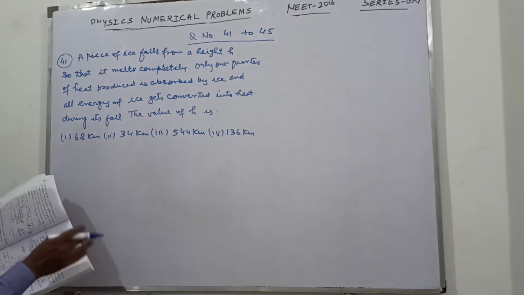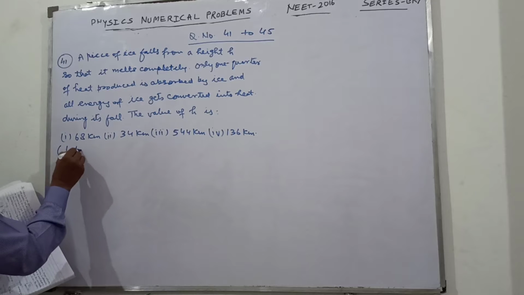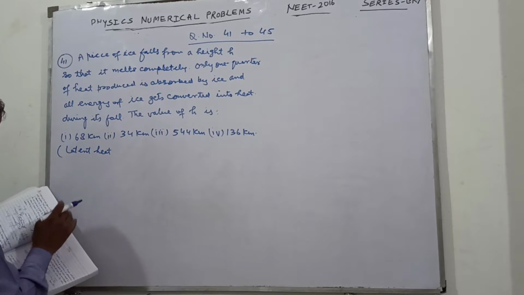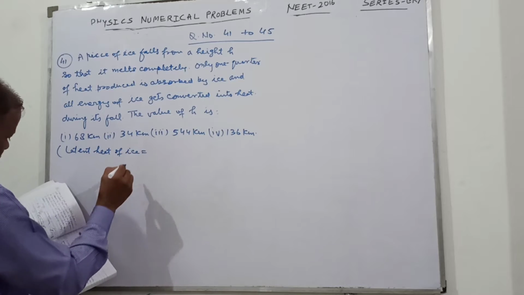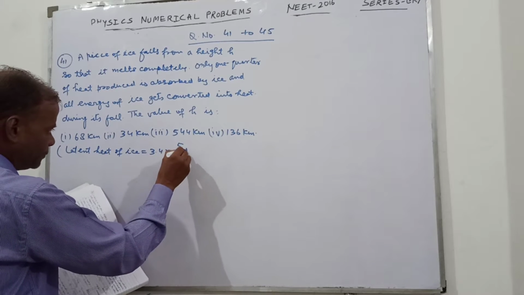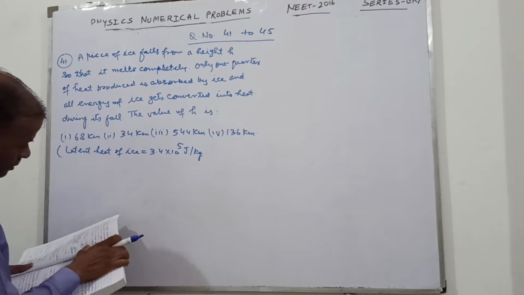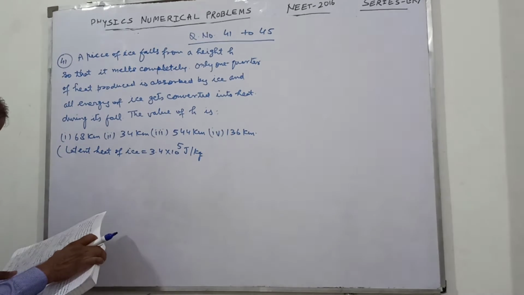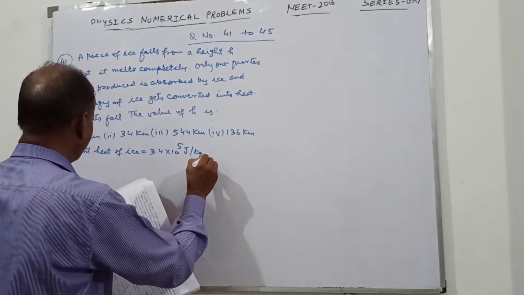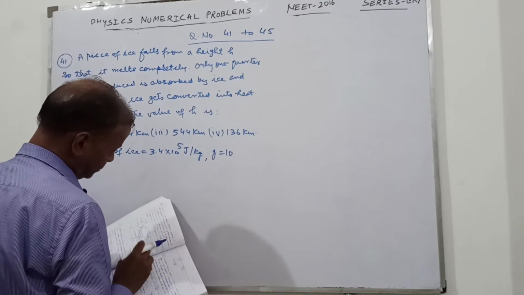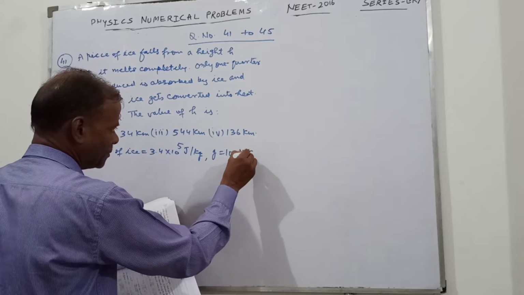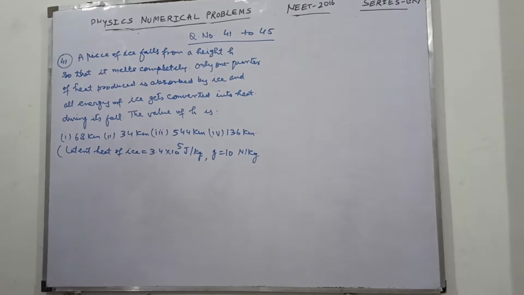And here given the latent heat of ice equal to 3.4 into 10 raised to power 5 joule per kg, and g equal to 10 Newton per kg. This is the given question.